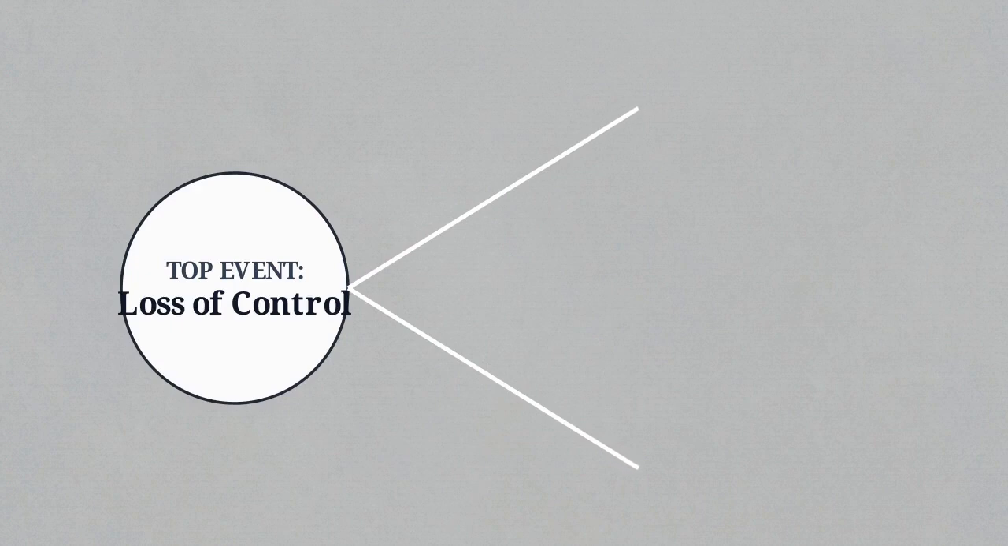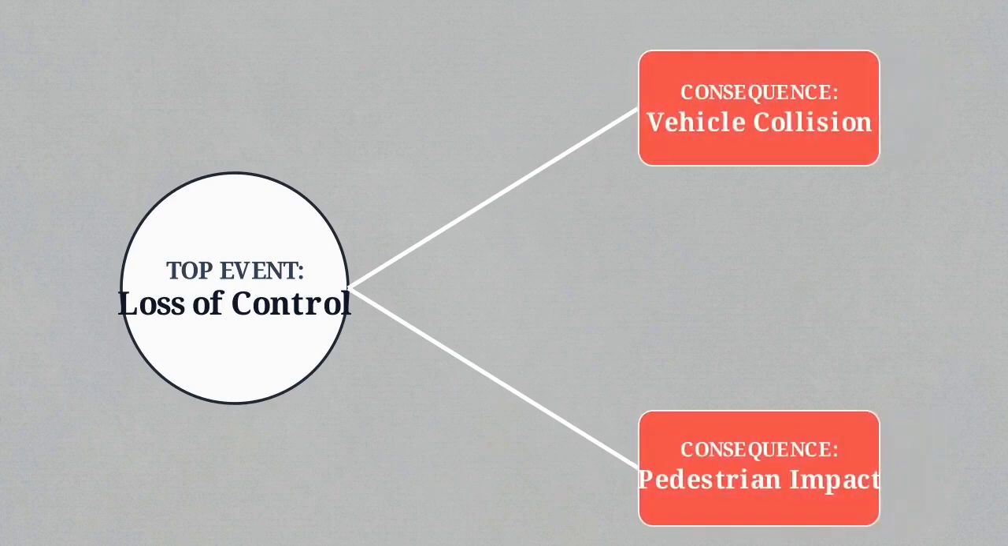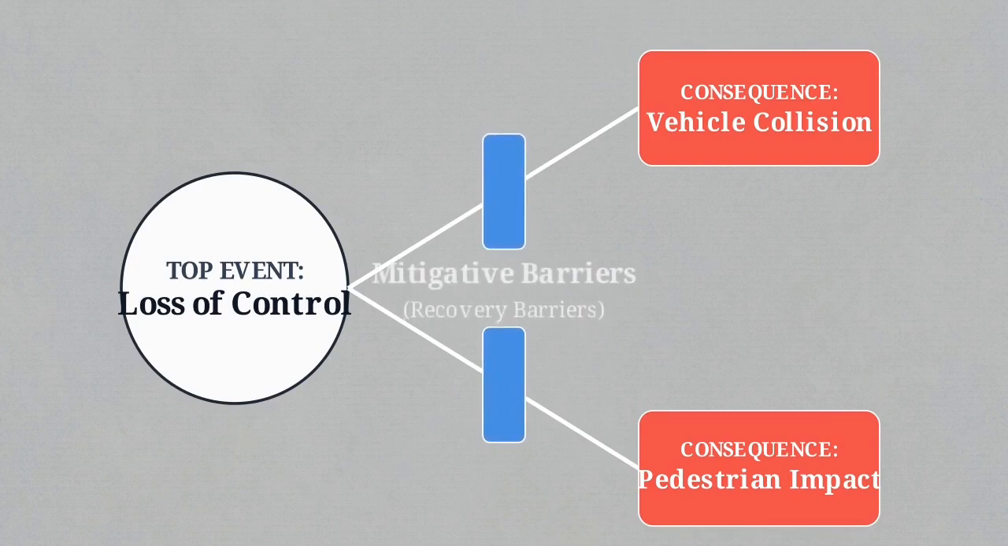So, what happens when that top event inevitably breaches our defenses? The focus of the diagram shifts to the right side, where the crisis is already in motion. These branching paths terminate in consequences, the severe, unwanted outcomes of losing control, like hitting a pedestrian or crashing into a barricade. To deal with this, we install mitigative barriers, or recovery barriers. These stand firmly between the loss of control and the final impact.